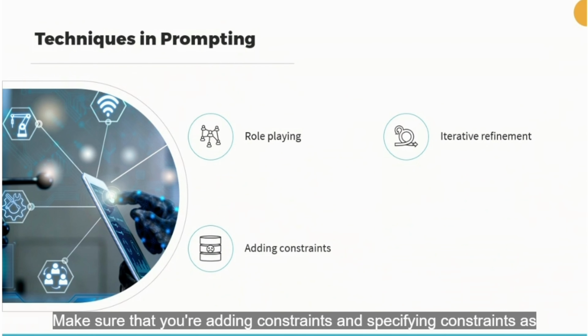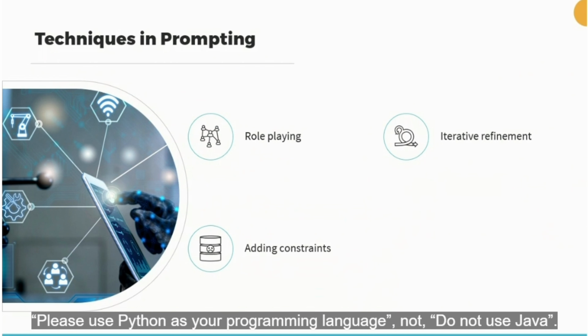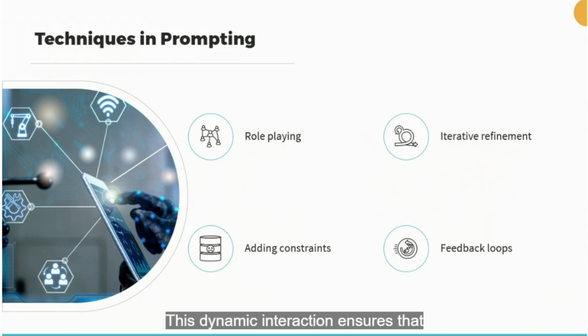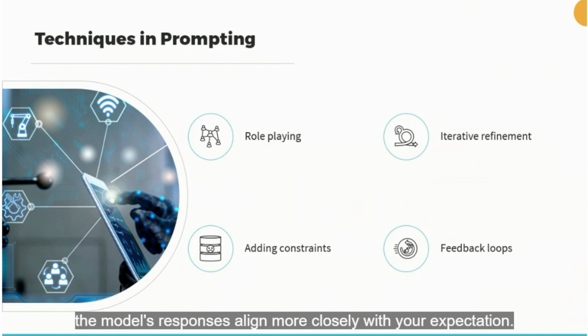Make sure that you are adding and specifying constraints as a part of your prompt. Models often respond better to positive constraints. Please use Python as your programming language, do not use Java. Make sure that you are using the model's output to inform and adjust subsequent prompts that you use with the model. This dynamic interaction ensures the model's responses align more closely with your expectations.